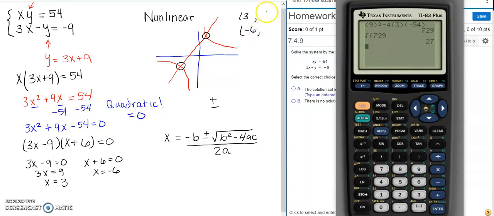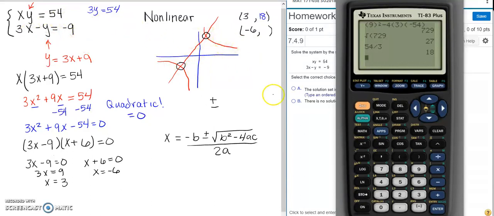And they're each going to have their own y values. So I have to find the y values for them. I can go into either equation here and figure out what the y value should be for the given x value. So, for example, if x equals 3, 3 times y needs to equal 54, right? So you would do 54 divided by 3, and you get 18. So that's my y value that goes with 3.